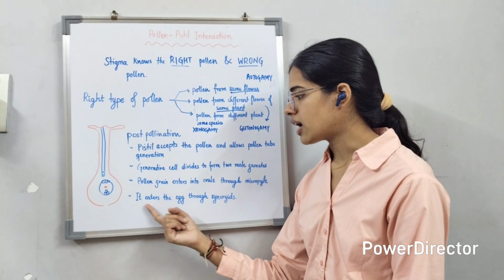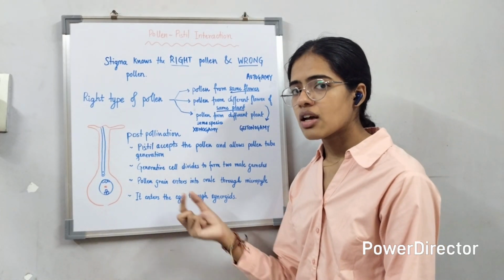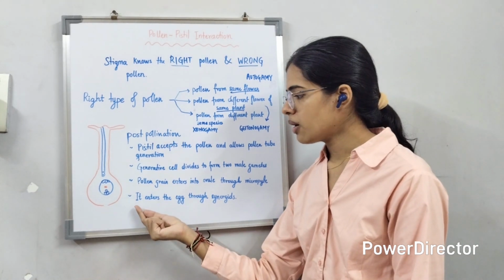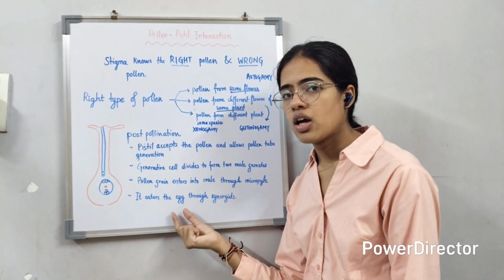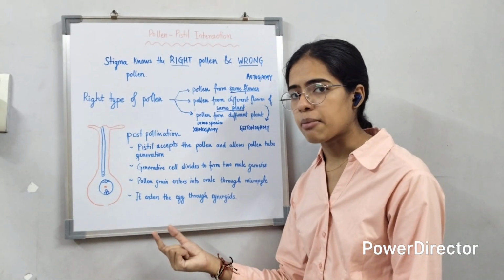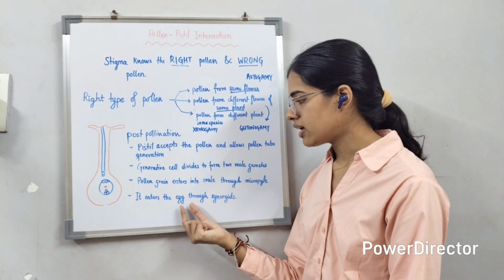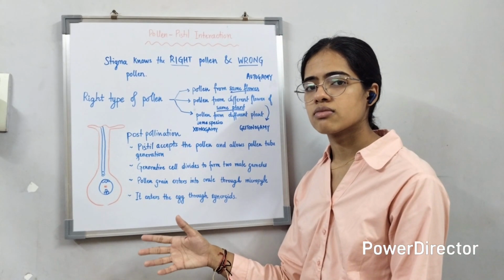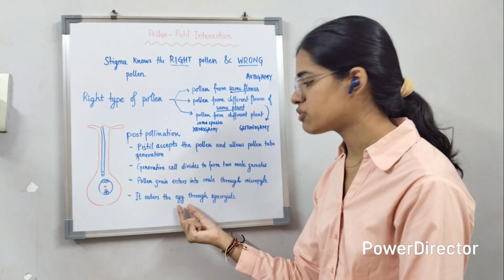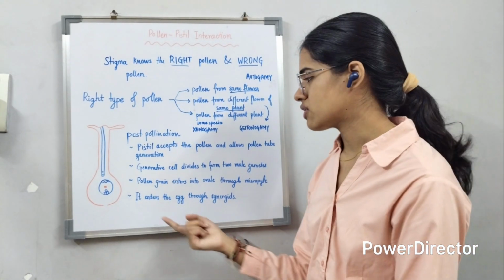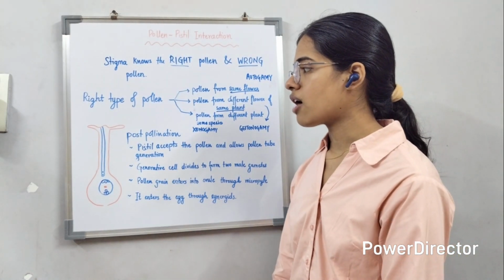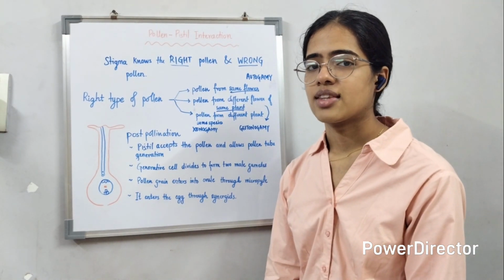The fourth event is that it enters the egg through the synergids. Once the pollen tube enters into the ovule through the micropylar end, it reaches the egg. The egg is in the mature developed female gametophyte, and it is waiting to be fertilized. The synergids are part of the female gametophyte, which we had discussed in the previous sessions. So these are the events which occur after pollination.